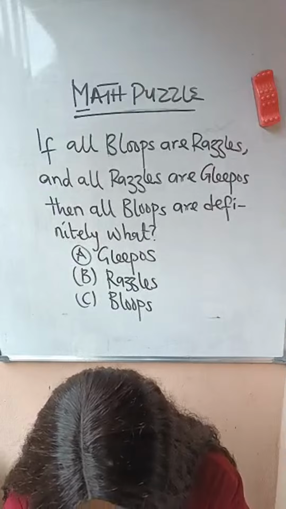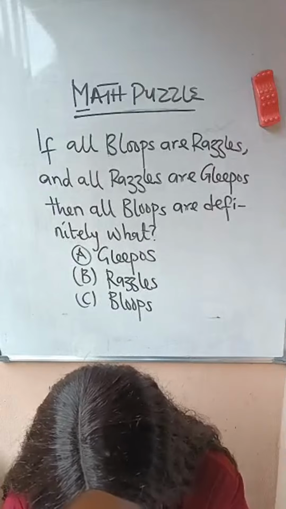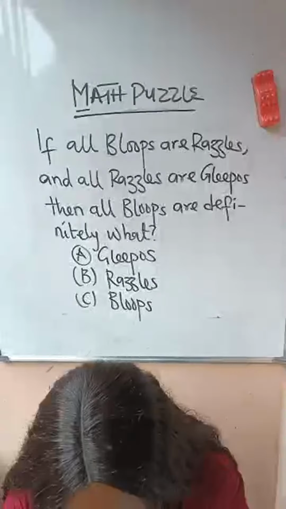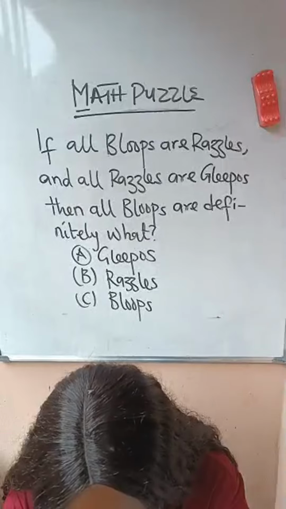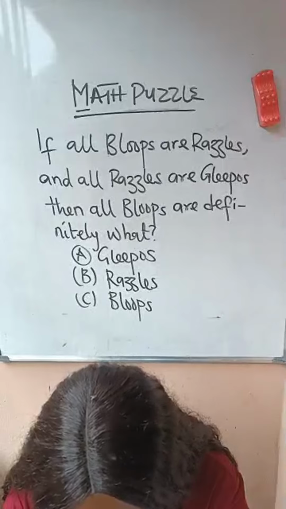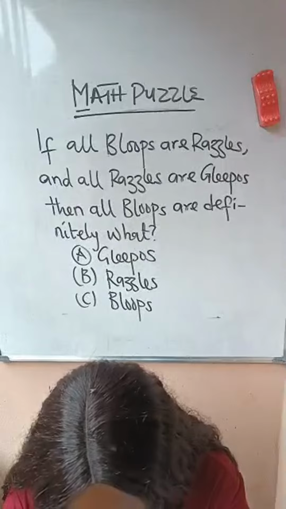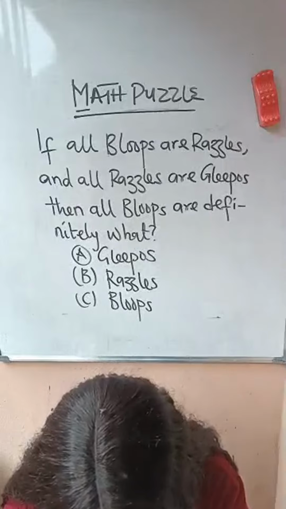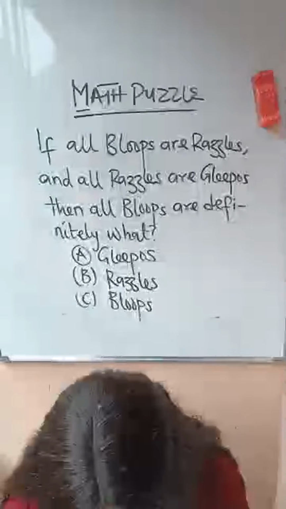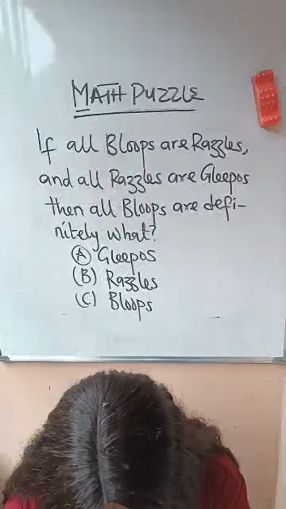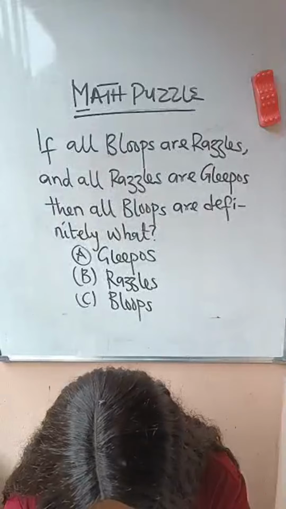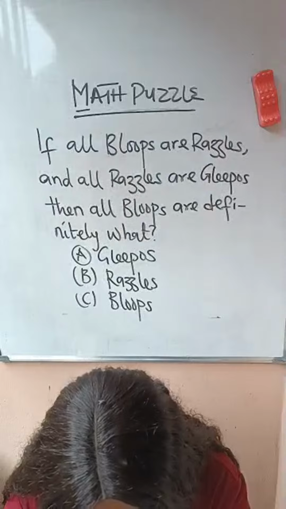So this question is saying, if all blues are razors and all razors are glyphos, then all blues are definitely what? A, glyphos. B, razors. C, blues. Okay, this one is easy.